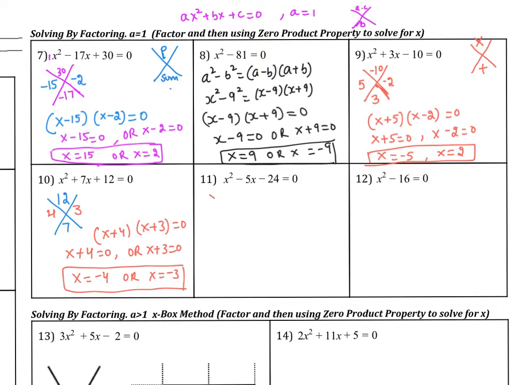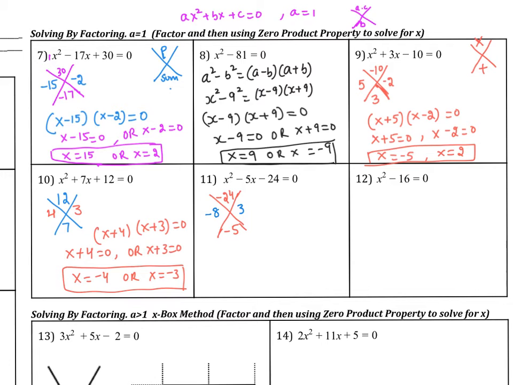For number 11, the top number will be negative 24 and the bottom is the middle number, that is negative 5. You're looking for two numbers. When we multiply, we get negative 24, and when we add them, we get negative 5. The two numbers we are looking for are negative 8 and 3, because when you multiply negative 8 and 3 you get negative 24, and when you add them you get negative 5.